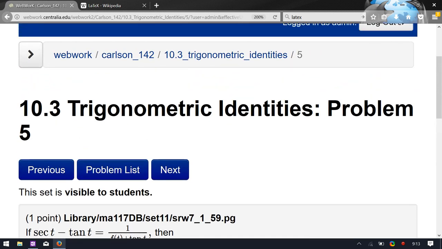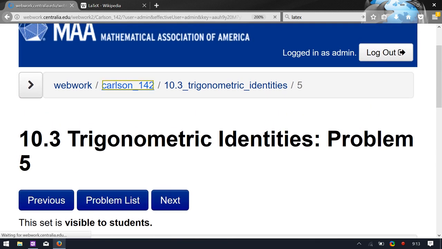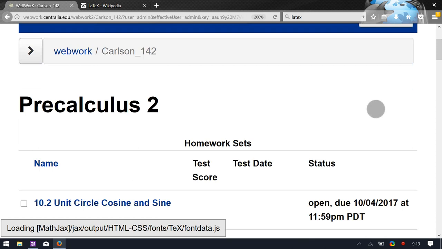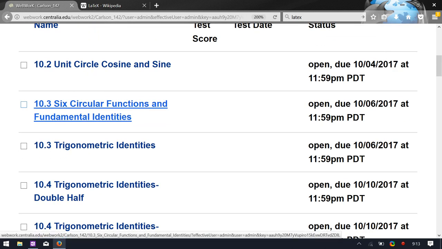All right, that was 10.3. Was it 10.3? Or any one from 10.4? The double half?